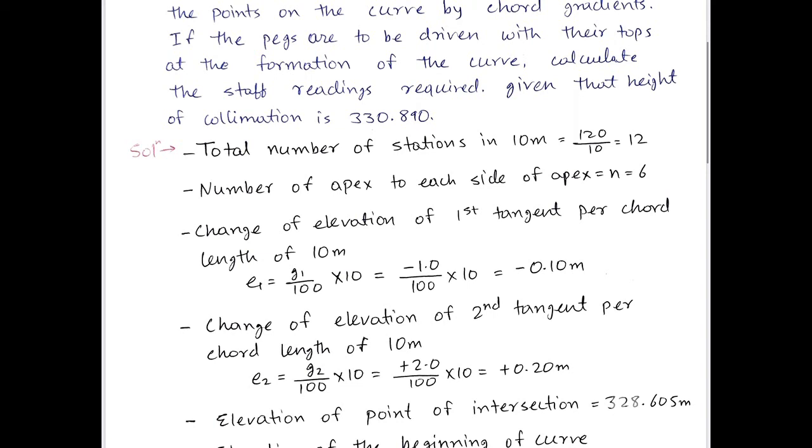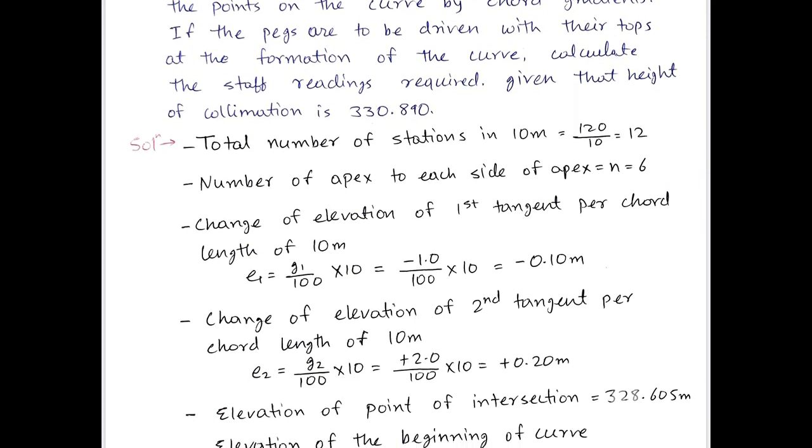Then we have to find out the change of elevation of second tangent, that is E2. This we have already discussed in previous videos, the notations, what is E1, what is E2, G1, G2. So you have to go through those videos. So E2 is equal to second gradient upon 100 into peg interval. So second gradient is what? +2. So the answer is +0.20 meter. So we have found out E1, E2 and small n. Now we can proceed further.